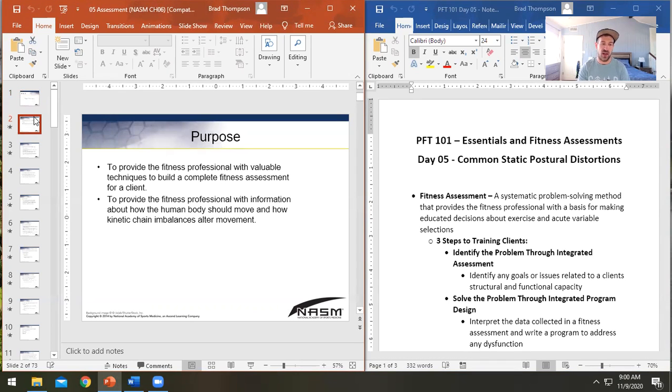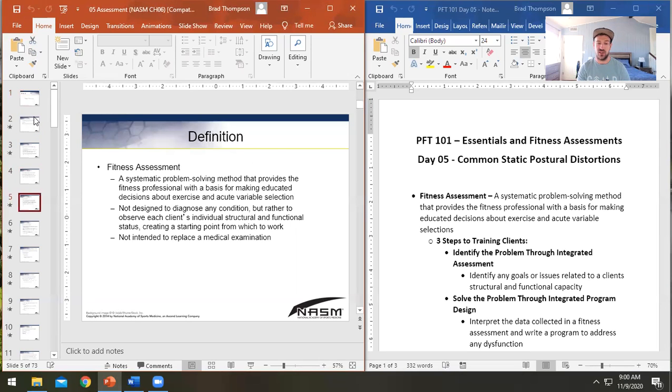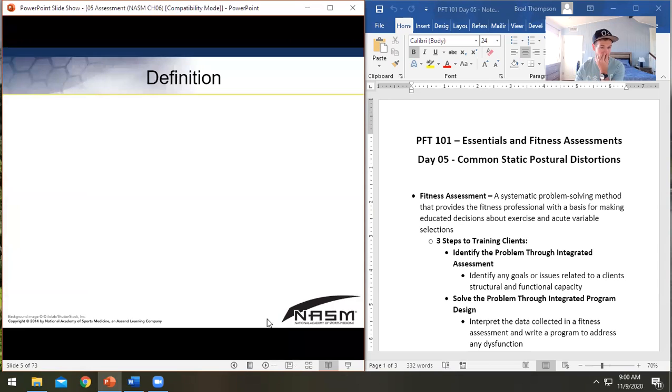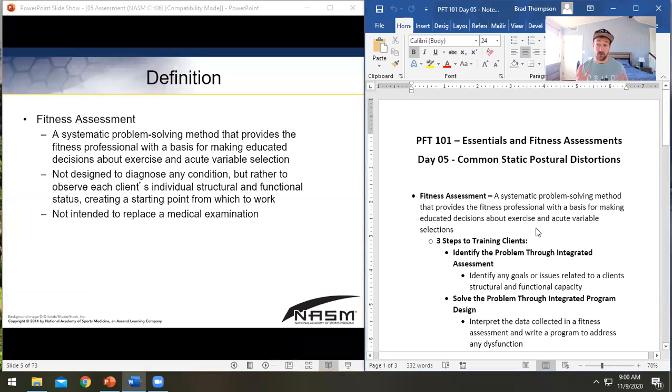Before we move into those though, I do want to really quickly key up the idea that we are moving into assessment land here. I want to talk about what I mean when I say a fitness assessment, right? That's what this whole course is meant to be. This PFT 101 is all about the essentials. We got a little bit of anatomy and physiology out of the way, but it's very much about fitness assessments. That's our main conversation.